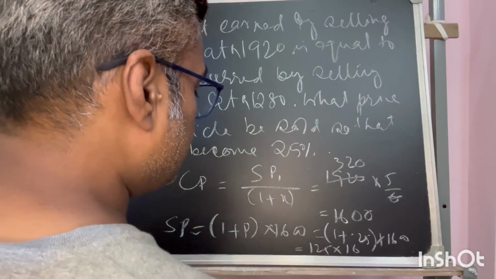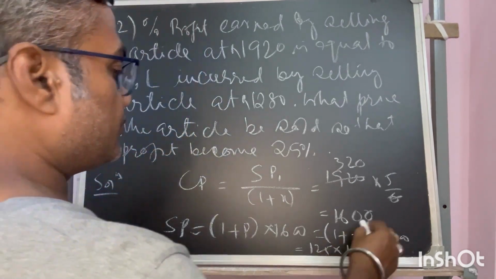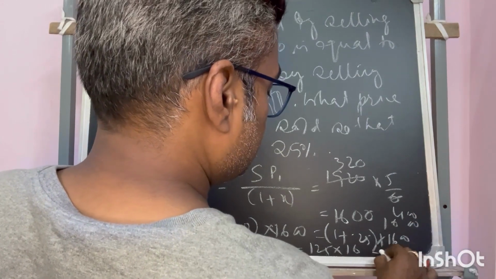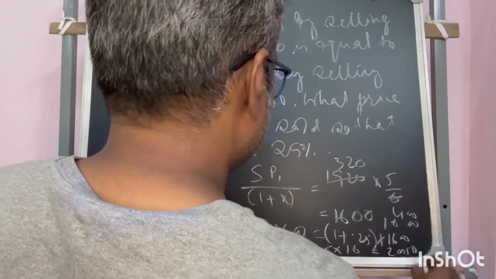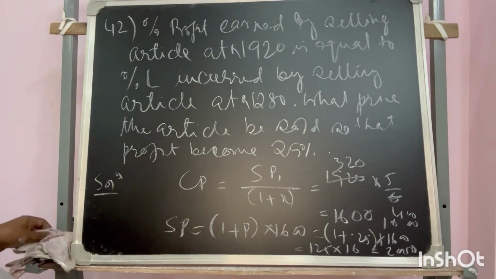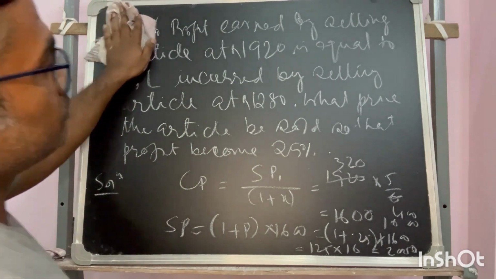So what is the value? 16 into 25 is equal to 400, and then there is 1600. So 1600 plus 400 is equal to 2000. So this will be the answer. Okay, this will be the answer for this case.